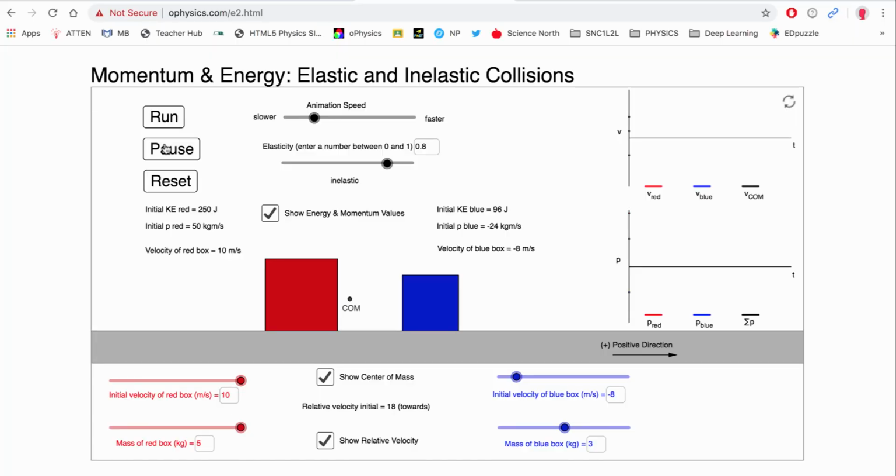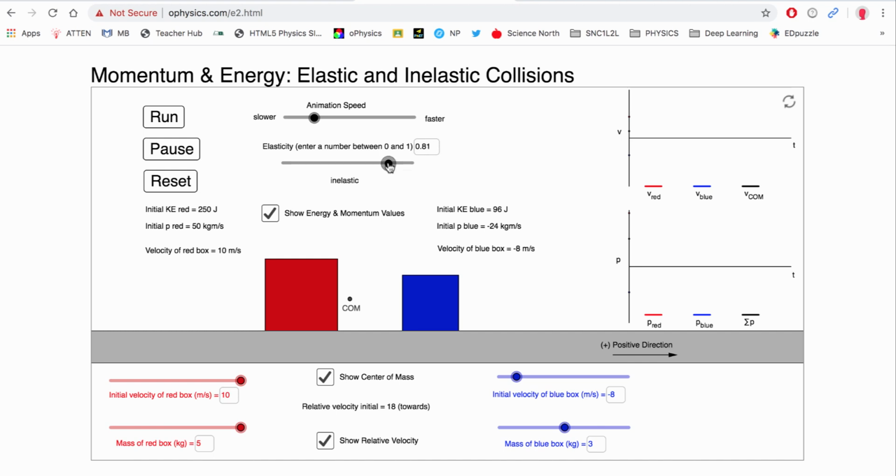Okay, so for this video we're going to be looking at elastic and inelastic collisions. In elastic collisions, momentum and kinetic energy are conserved. In inelastic collisions, the momentum is conserved, but the kinetic energy isn't.